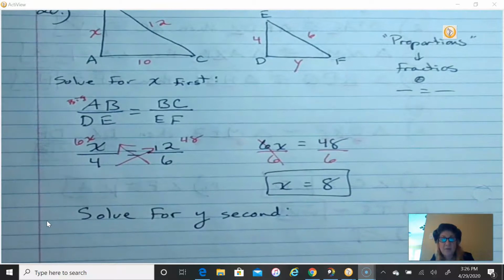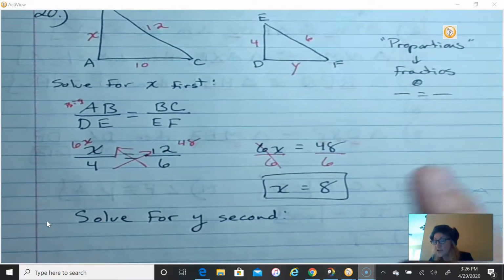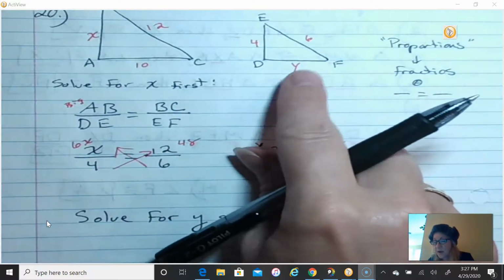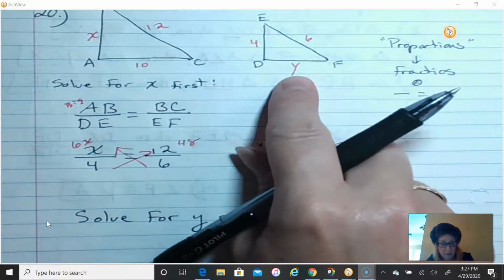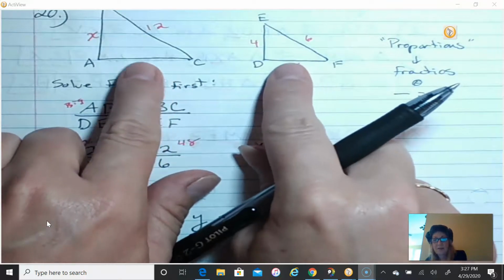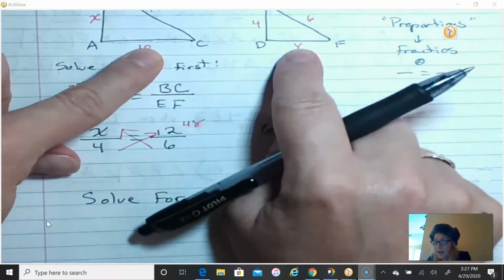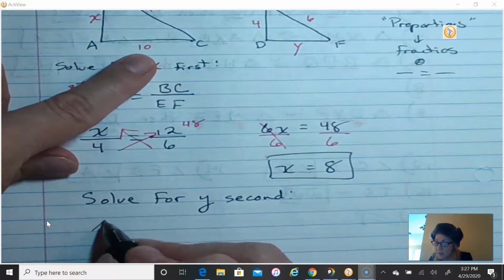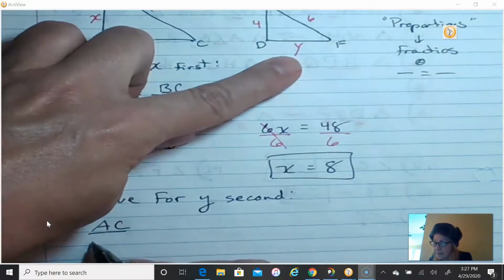Okay, so now we're going to solve for Y. What two sides, here's Y, what other side does it correspond with? This one. These two sides correspond with each other. I'm going to put the large on top, so AC and DF.